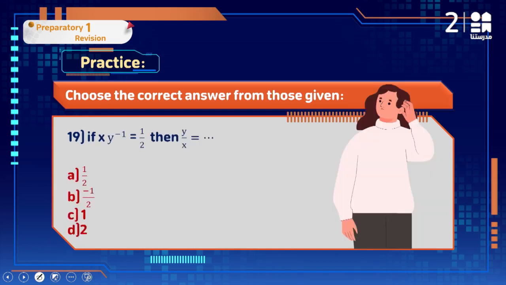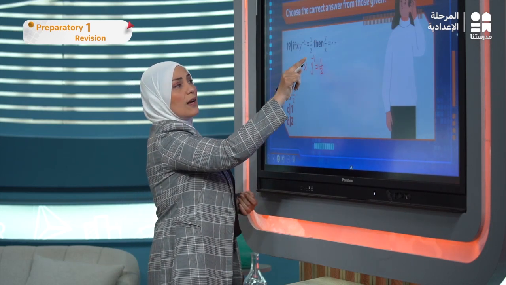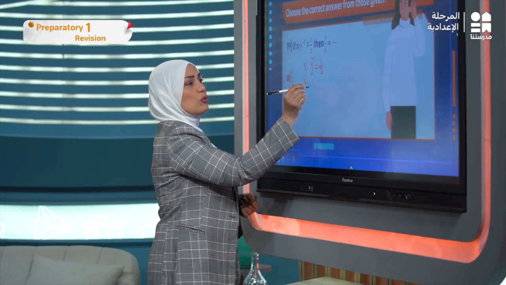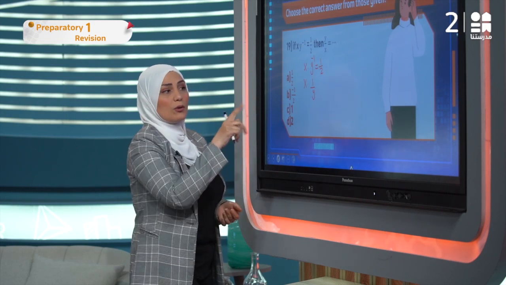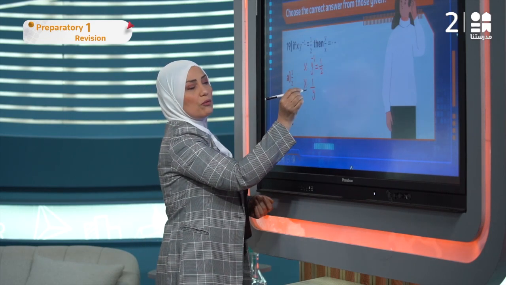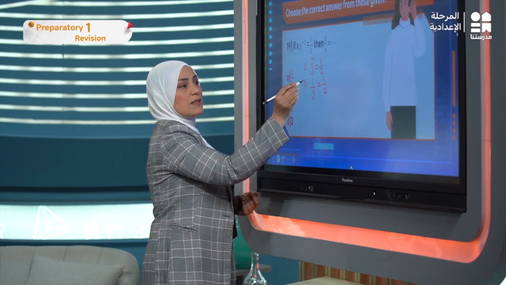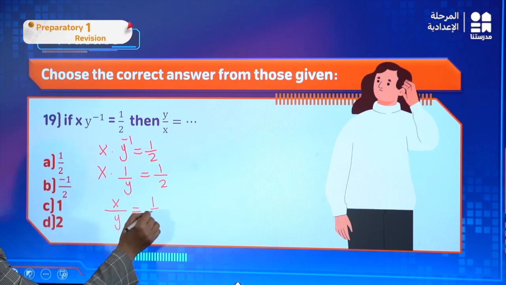If x times y to the power of negative 1 equals half, find y over x. X times y to the power negative 1 means x times 1 over y. I have to flip this y, so it becomes 1 over y, and this y to the power of 1, no need to write 1, equals half. Then x times 1 is x, and y is down. This is the value of x over y.